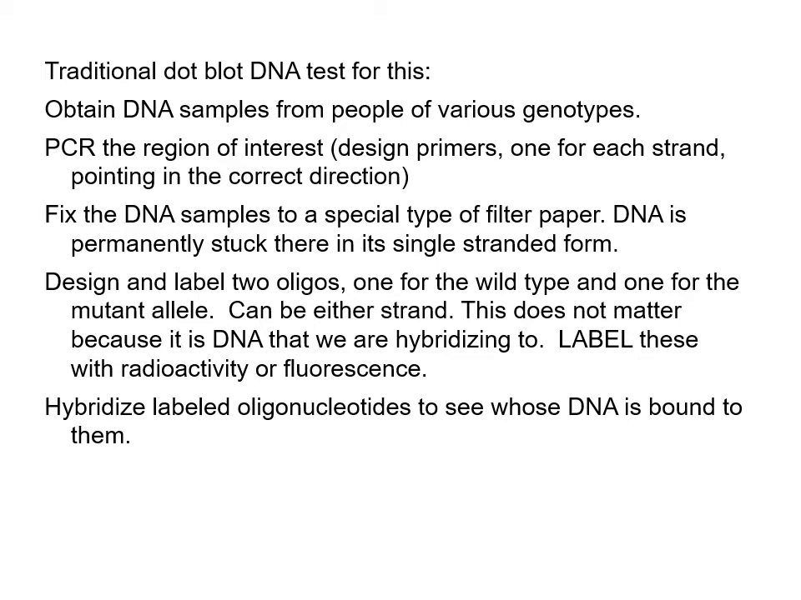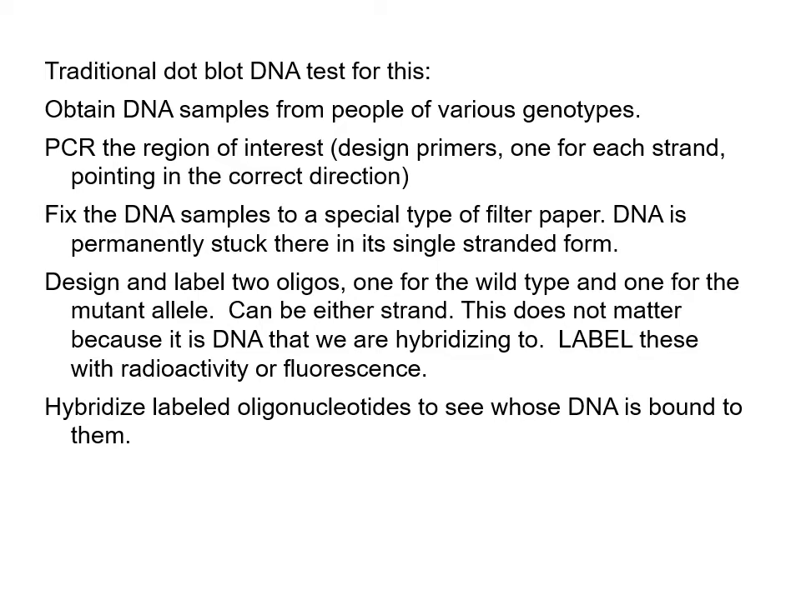So we're going to design and label the two oligos, one for the wild type and one for the mutant. It doesn't matter which strand you're going to use, but it has to be exact matches to either one of those. And these are going to be labeled for the purpose of finding them later. Now, in the old days, they were radioactive, but now they would be fluorescent.